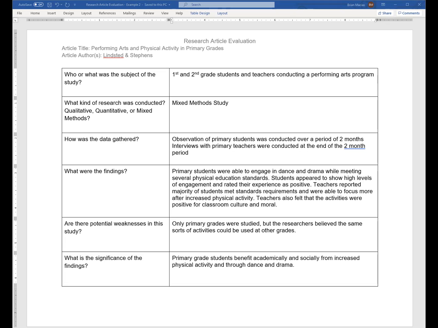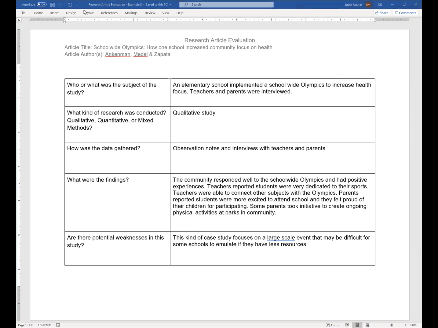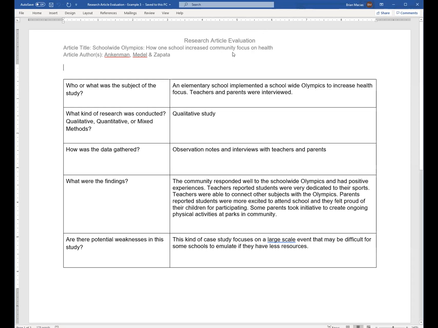All right, so now let's go ahead and take a look at my third one. I'm going to pull up my third one for you here. We're going to take a look at this one. So the next one I have here says it's about a school-wide Olympics, how one school increased community focus on health. I'm going to remind you again, these are not real articles. I made them up, okay? This is just for the purpose of the process.